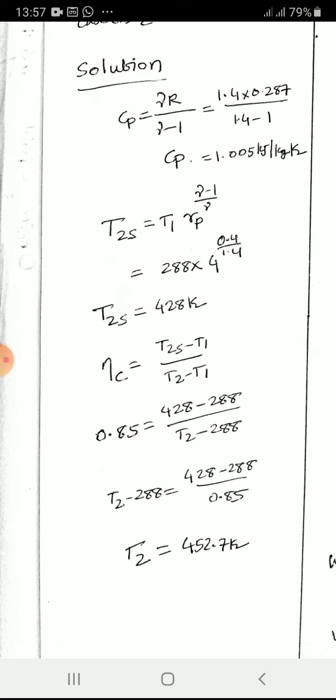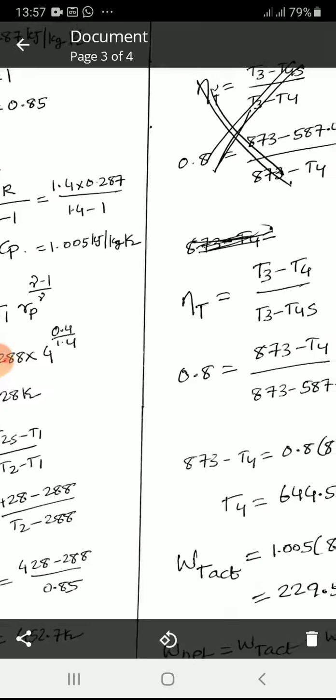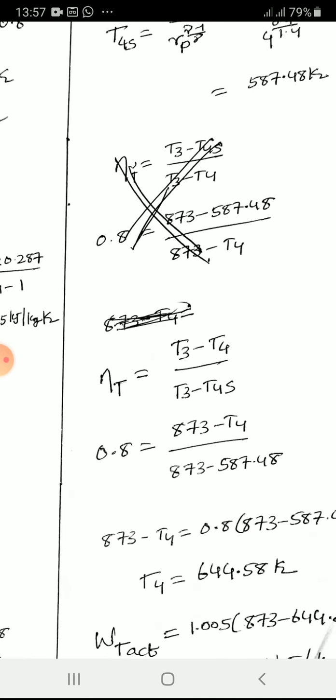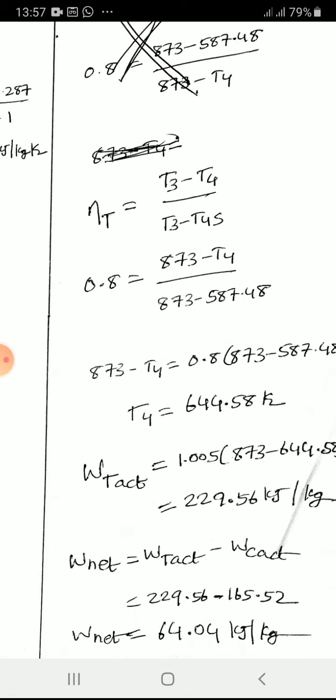Similarly, in the ideal case, the compressor to which we are supplying work should take as little work as possible, right? So using these two formulas, we are calculating T4 and T2 respectively. So T4 is coming as 644.58 Kelvin.